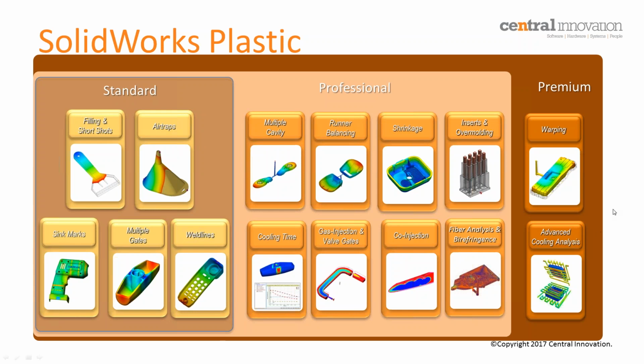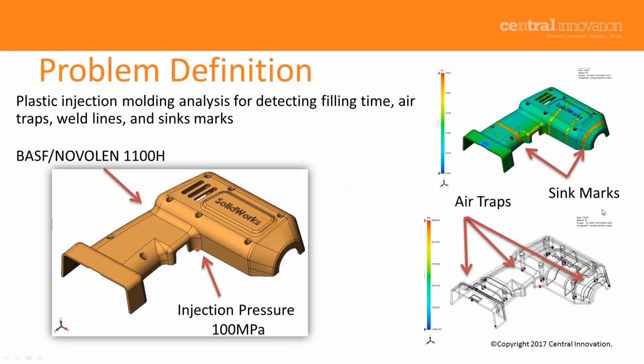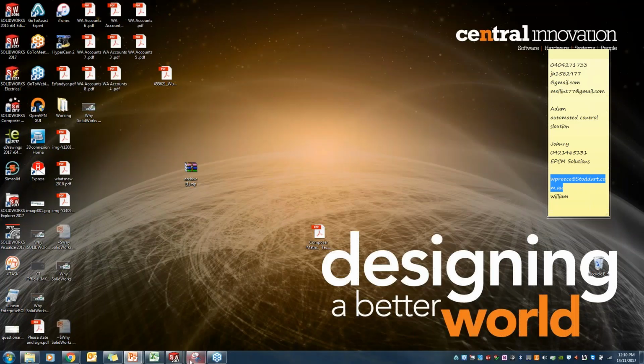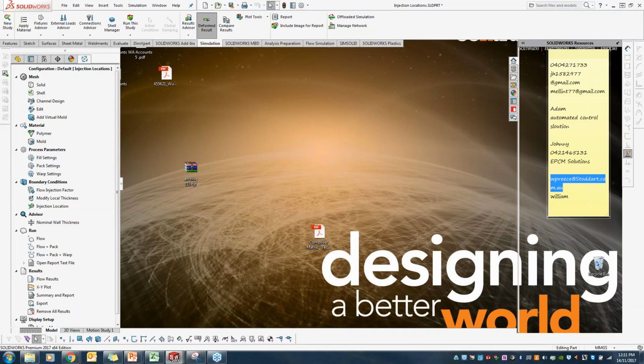All right, so with that explanation of the level of licensing we have, let's have a look through different case studies. The first one, we have the model, as you can see, made by a specific manufacturer, and we have an injection pressure of 100 megapascal. We would like to understand the defects, such as sink marks, air traps, weld lines, etc. Okay, let's look at the case study.